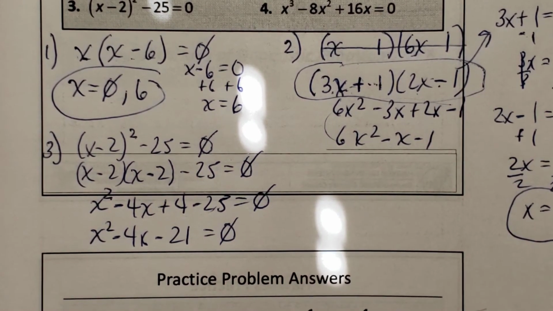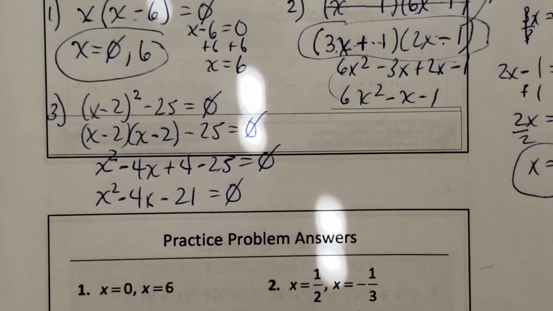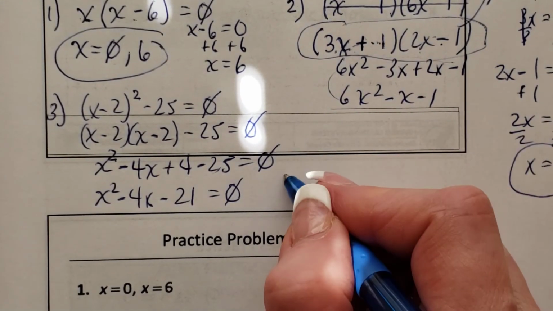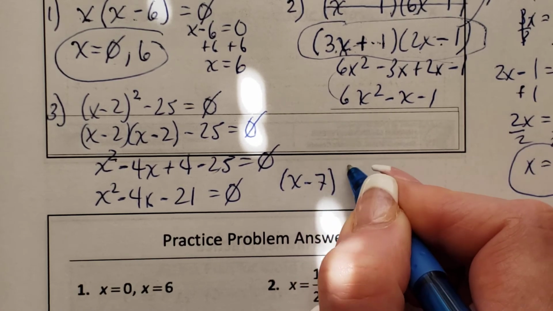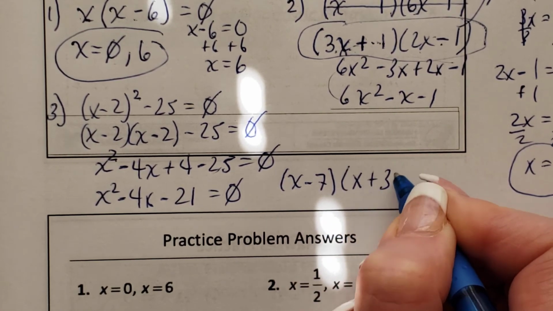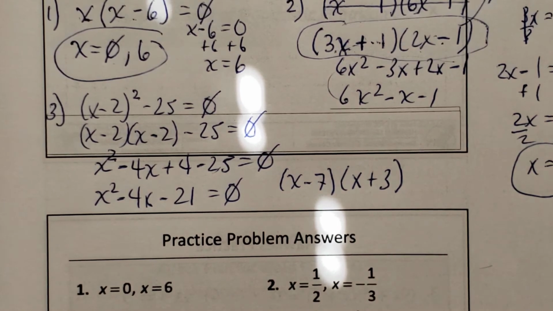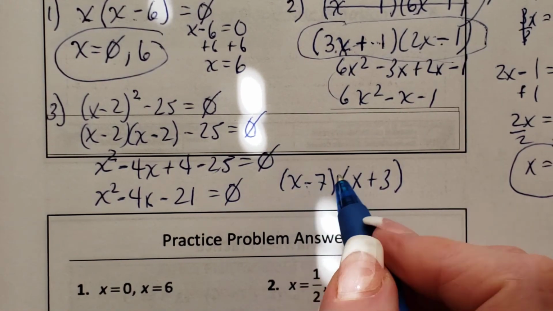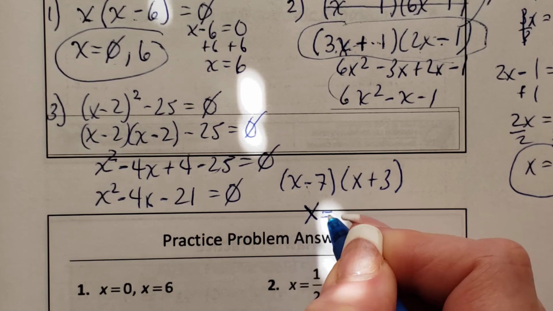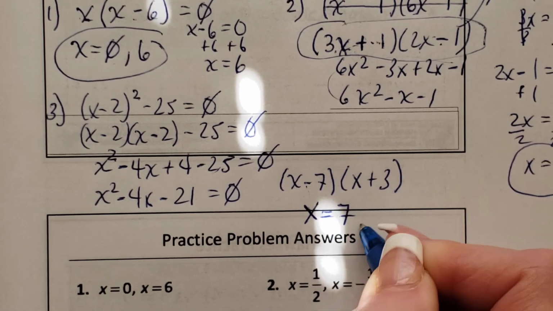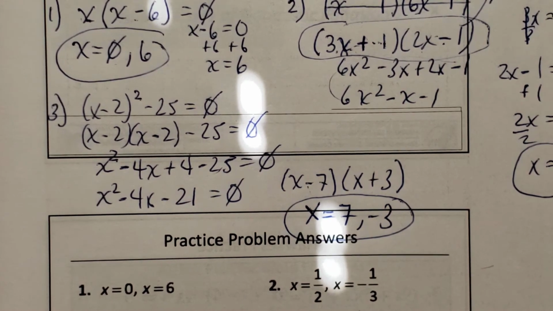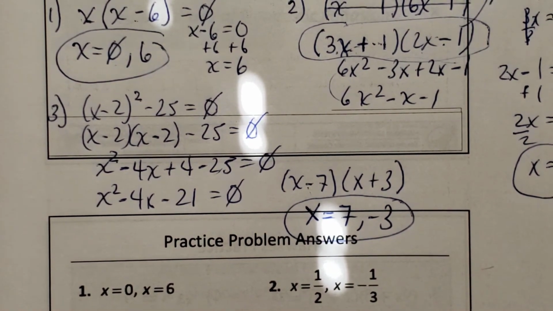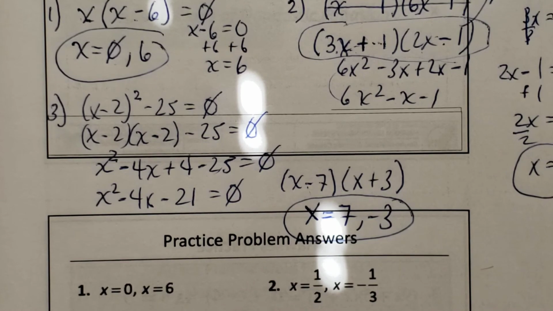I'm thinking of two numbers. When I multiply, I get negative 21. When I add, I get negative 4. So that would be x minus 7 and x plus 3. I set both of those equal to 0. If I add 7, I get x equals 7. And here, if I subtract 3, I get x equals negative 3. So x could equal 7 or negative 3. Okay, that was number 3.